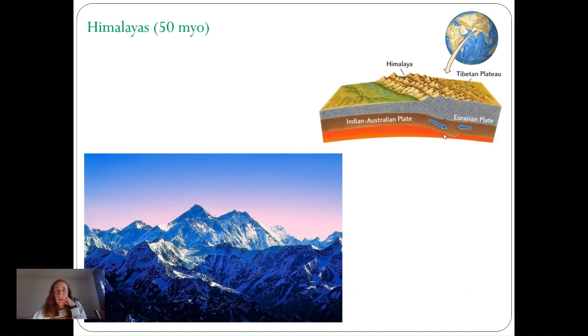Another example is the Himalayas. So they're about 50 million years old. Where the Himalayas came from is when India, after Pangea split apart, basically moved north and slammed into Asia. And as India slammed into Asia, it pushed up the Himalaya mountains. So obviously the largest and tallest mountain range on Earth was formed due to continents colliding in plate tectonics.